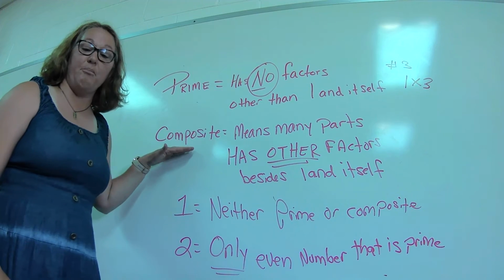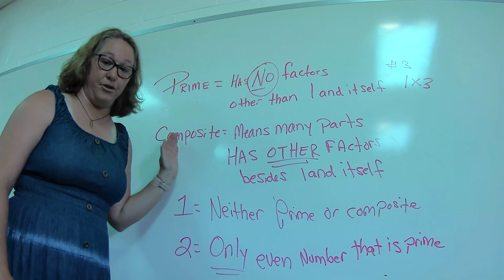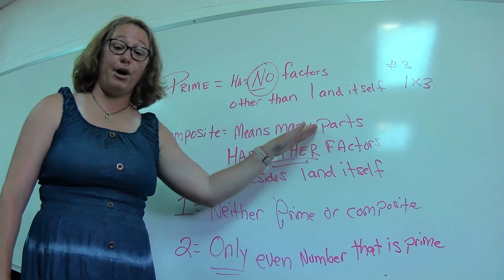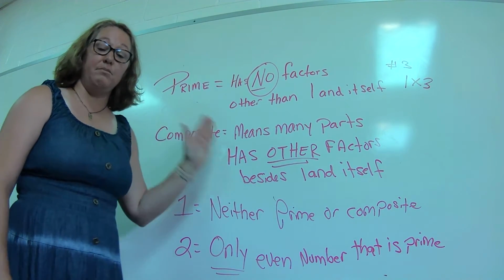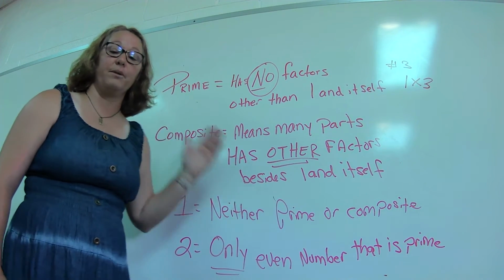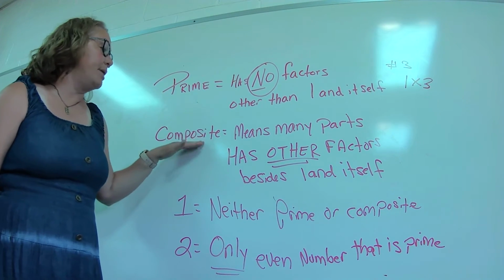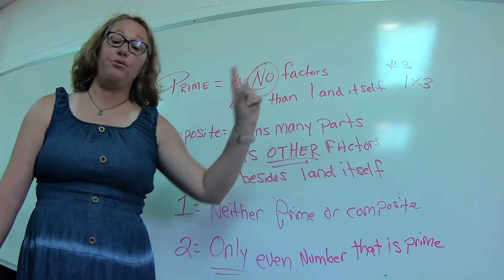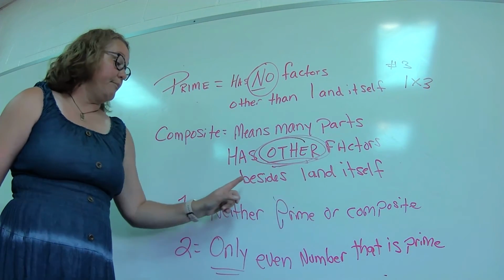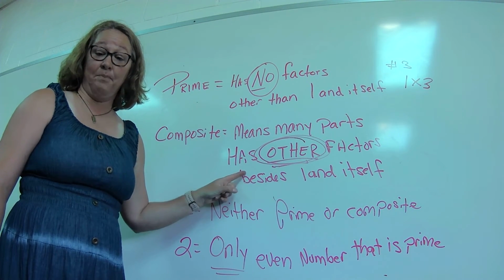Now, when we come to the word composite, you may see the word composite when talking about flowers. The word itself means many parts. The word composite has many parts. A composite flower has more than one part, and that's normally where you'll see this word regularly, when it talks about flowers, all right? But the word itself means many parts, so therefore it has other factors besides the one in itself. It has many parts to the machine, all right?